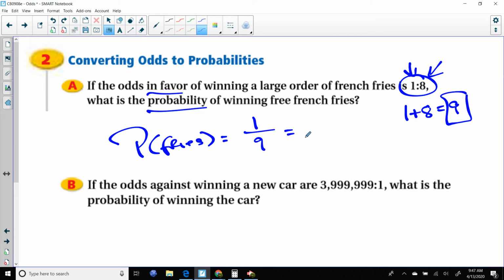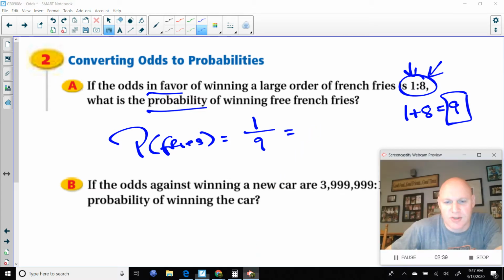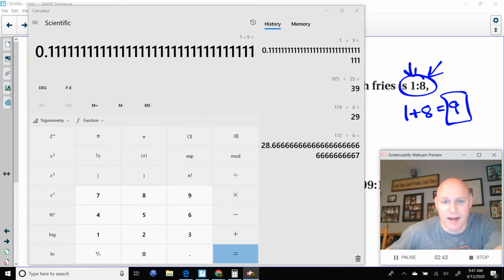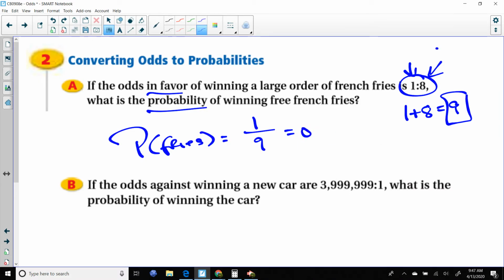When we go to divide that, let's go ahead and try that out now. We'll divide 1 over 9, I should know that. Now that I think about it, I did know that because 5 divided by 9 is 0.5 forever, go team. 1 divided by 9 is going to be 0.1 forever. So 0.11 forever would be our probability.